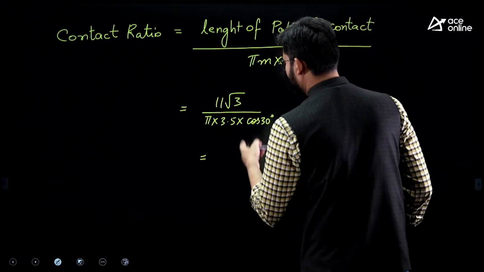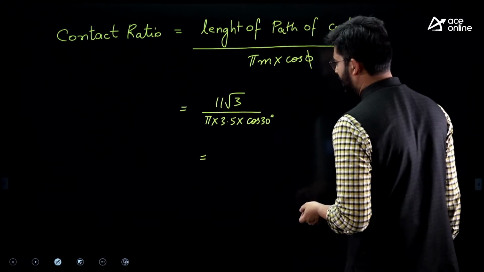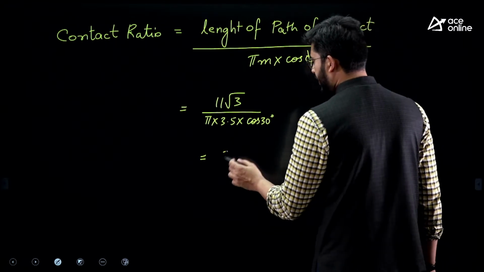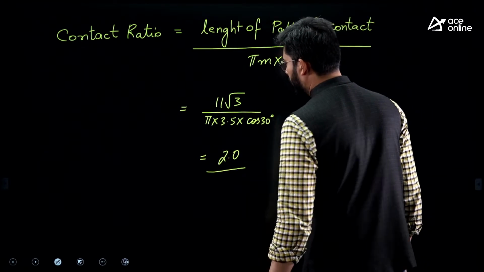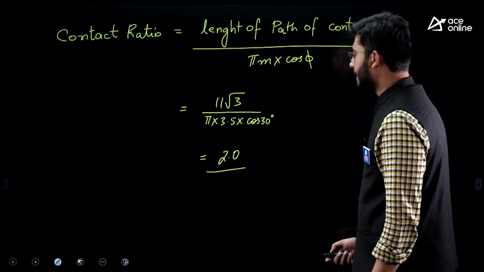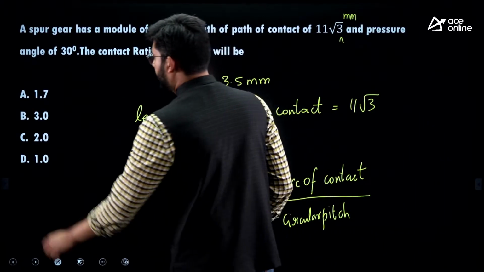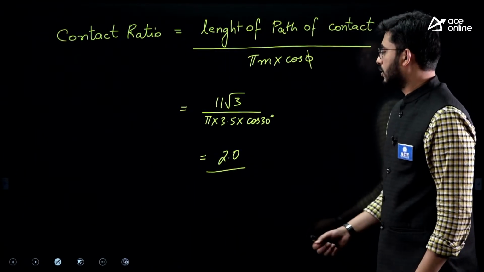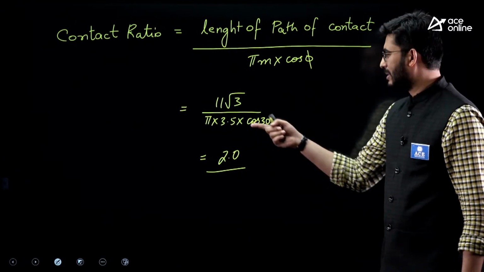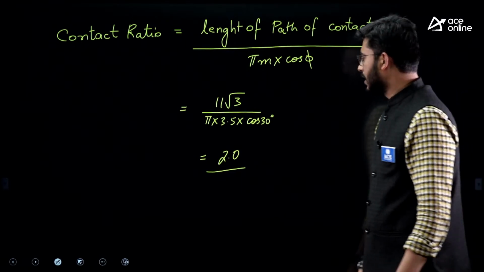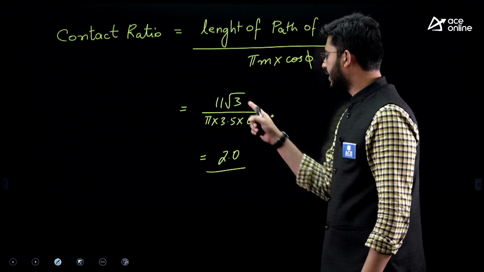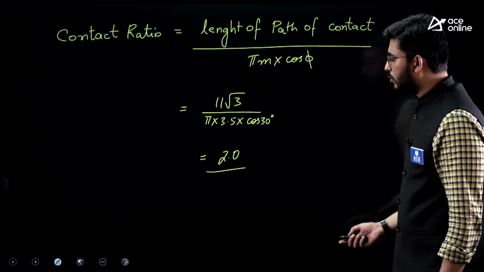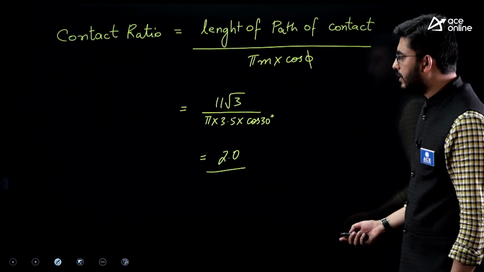So upon solving this, we'll be getting this as approximately equal to 2, guys. 2 will be the contact ratio. Option C will be the answer. Pi into 3.5 is approximately 11 only. And root 3 by 2 here, and root 3 will be cancelled and 2 will go on the top. So option C will be the answer.